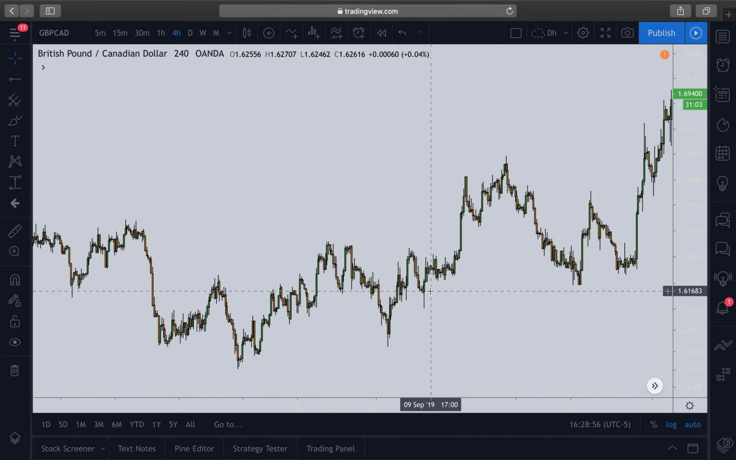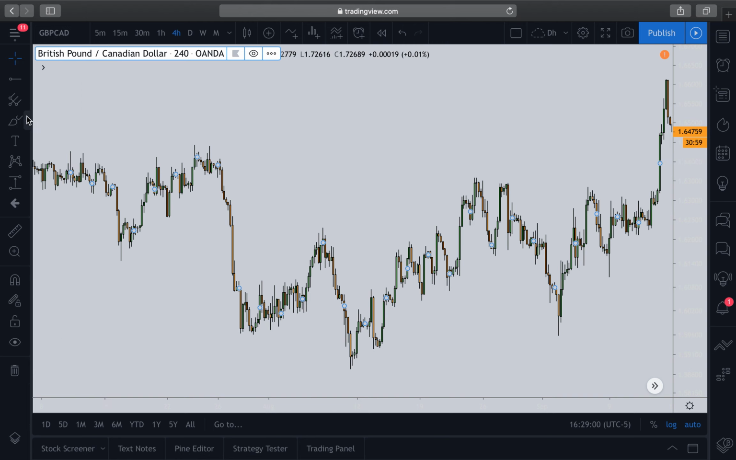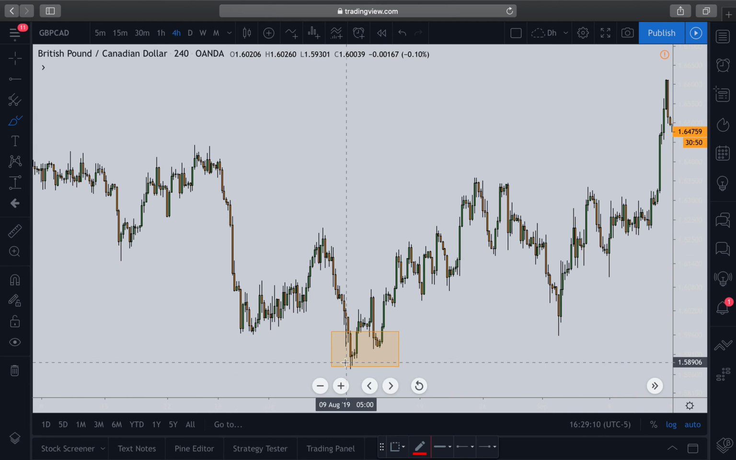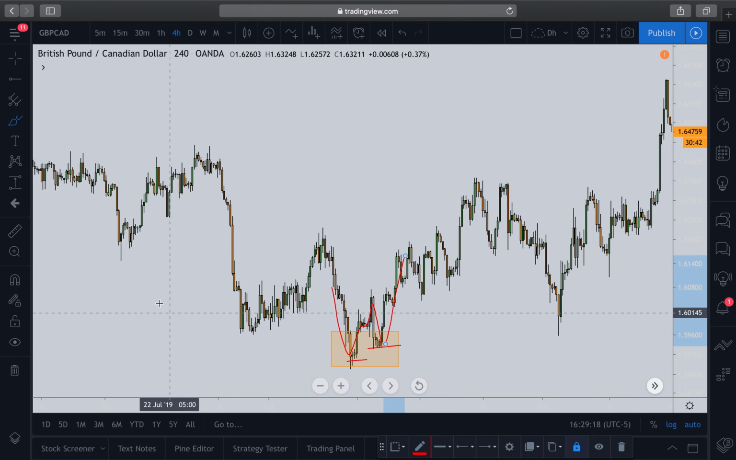Trying to find some more examples. Here's another one. Here's another double bottom, right? Price made one low, comes down, makes that low, comes back up, actually forms like a little double top right here. That other bottom takes off to the upside.